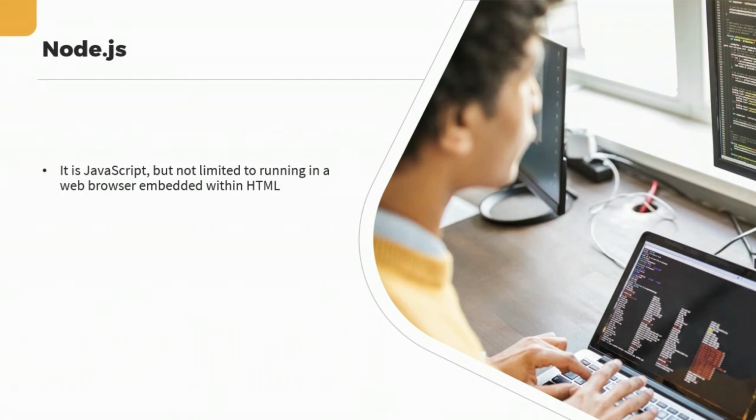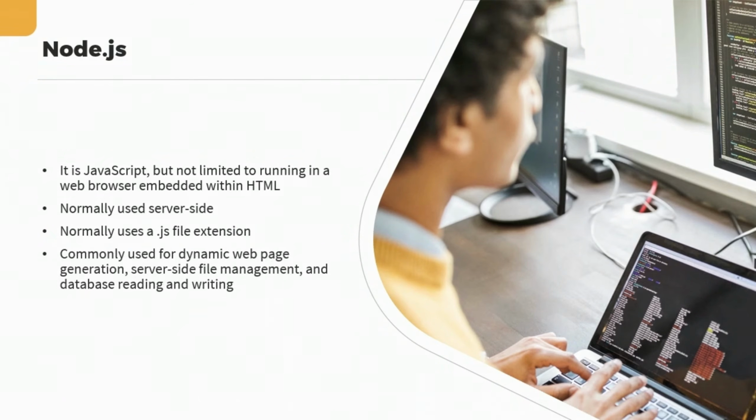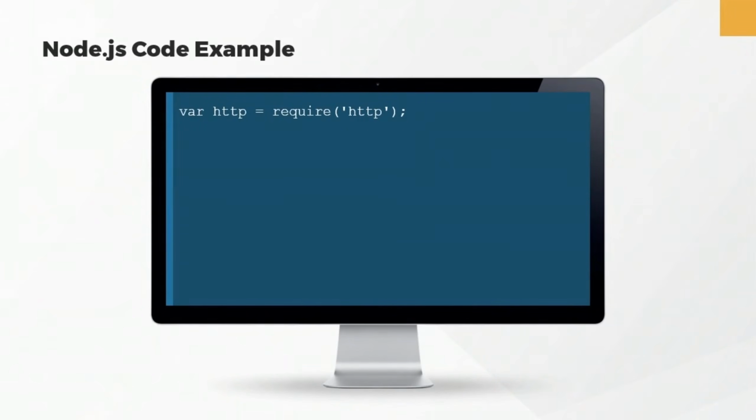And then we have another variation of JavaScript called Node.js. This is where the JS comes from, but the idea here is that it's not considered to be running only within the web browser or embedded in the HTML document. Node is normally used in server-side code. It doesn't have to be, but often it is, and normally it is a .js file. So Node is just another server-side choice that you might select if you want to generate dynamic web page content, do file management server side, or read and write to databases.